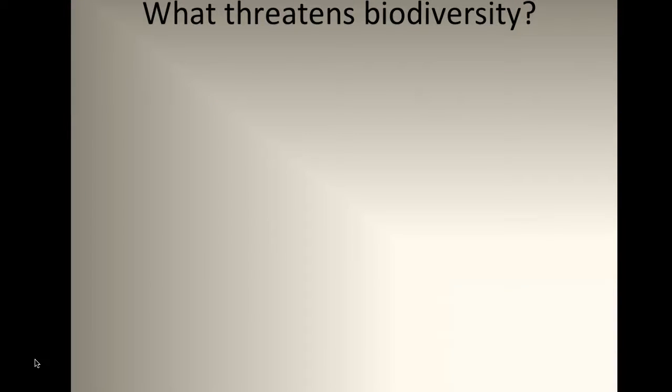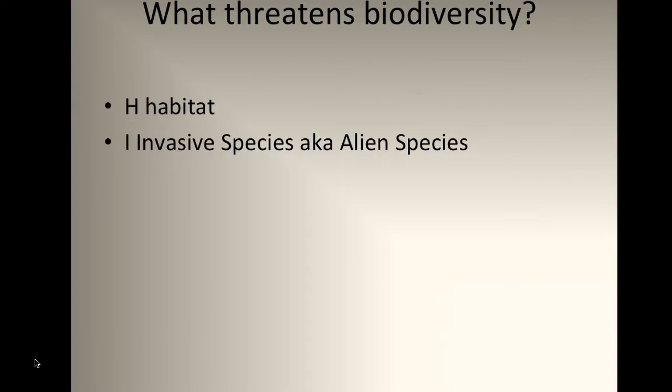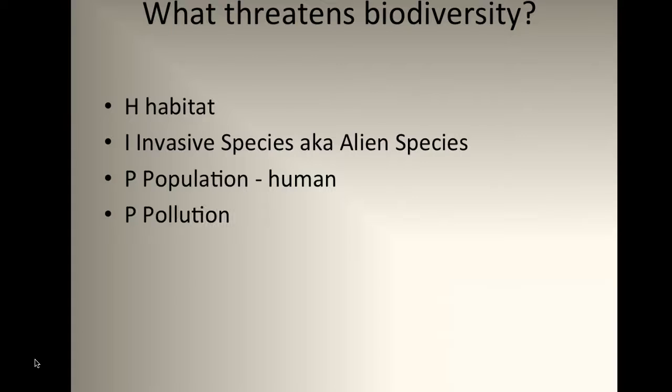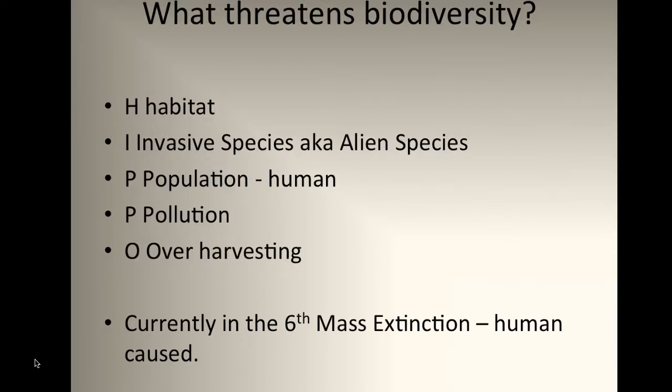All right, I had given you an acronym earlier in the year about ways that you can remember some of the threats to biodiversity. It's a big, fat animal. The H in this big, fat animal stands for habitat. I, invasive species, which can also be called alien species. Human population growth, pollution, overharvesting. So the acronym is HIPPO. And just a reminder, we are currently in the sixth mass extinction, and the difference between this and all others is that this is solely human caused.